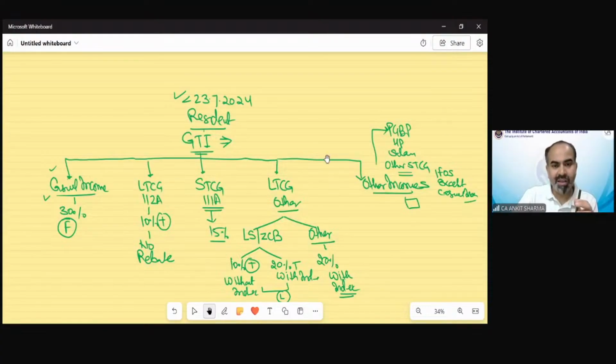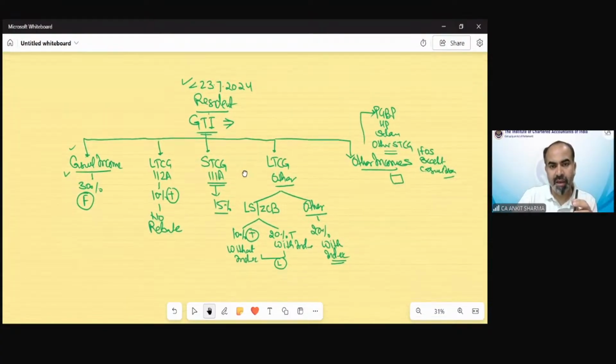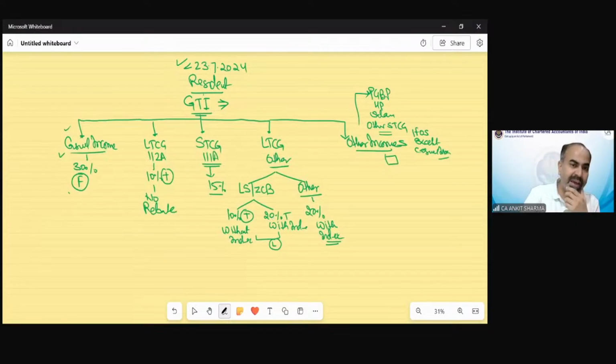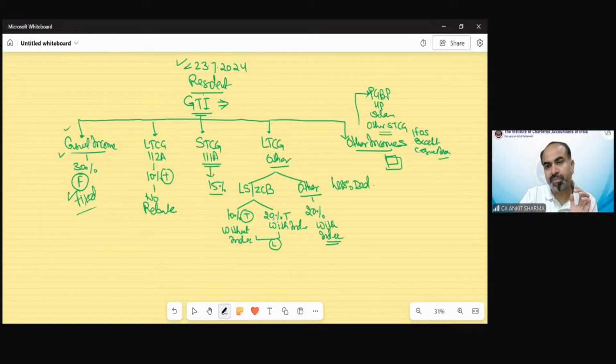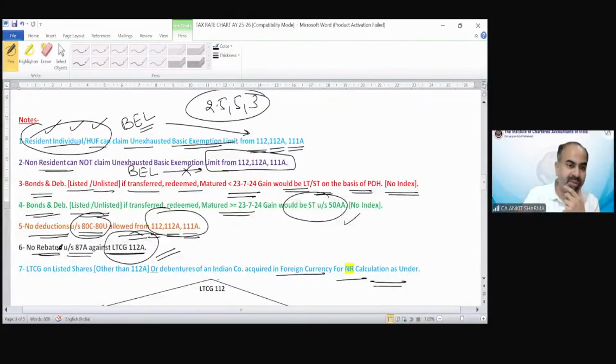Clear? You can easily see that we did not use that symbol of F. F means fixed in these 4 categories of income. Now whatever is the total of this income, we need to reduce deductions under section 80C to 80U. Remember the clarification we have just seen over here, point number 5: no deduction from 80C to 80U is allowed from 112, 112A and 111A.